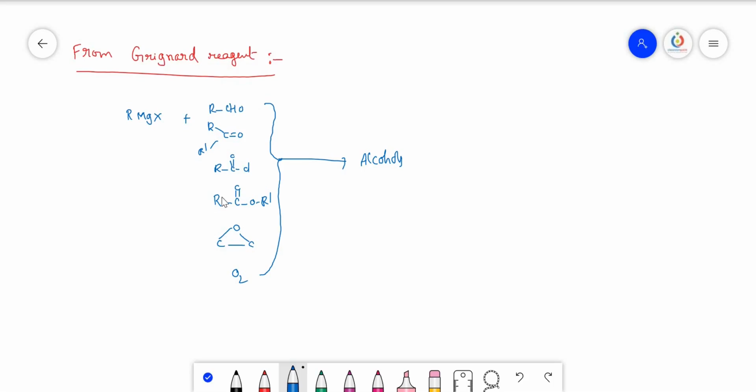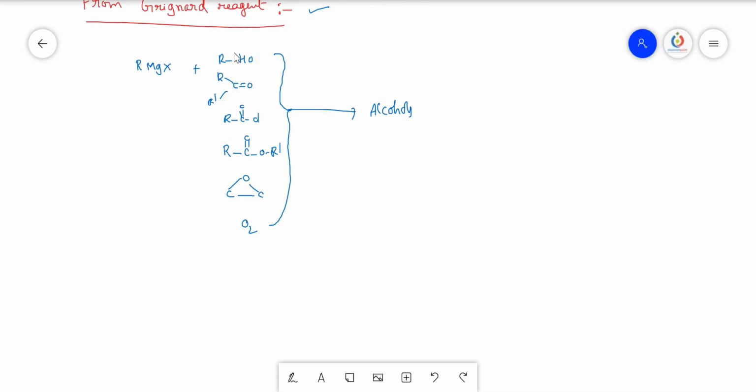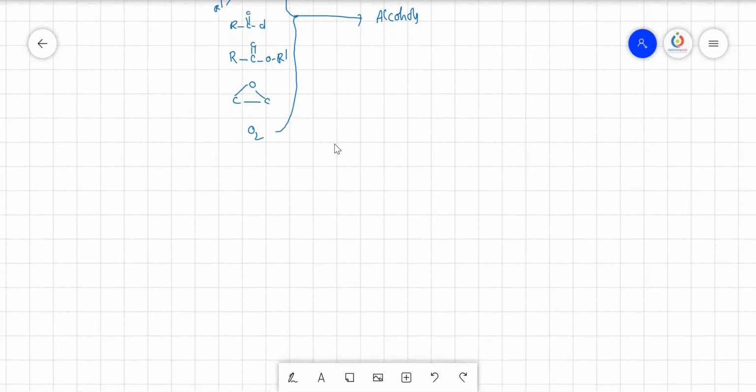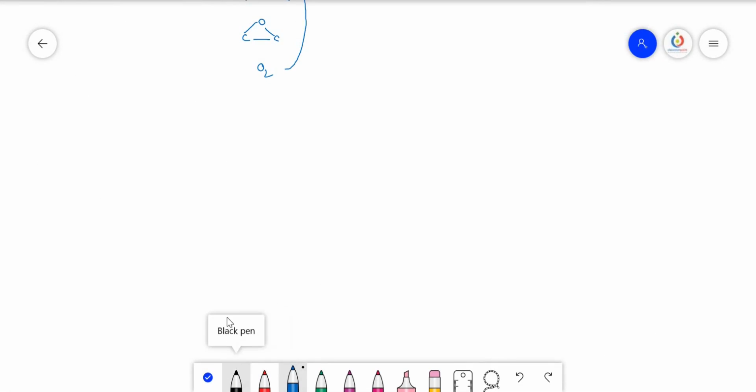So what remains is just examples. This is the main concept of this Grignard reagent, how it is going to give alcohols. Now let us see, when Grignard reagent reacts with different compounds, you will get different types of alcohols, but mainly you will get alcohols. Let us see what type of alcohols will be produced. Mechanism I am not discussing over here.